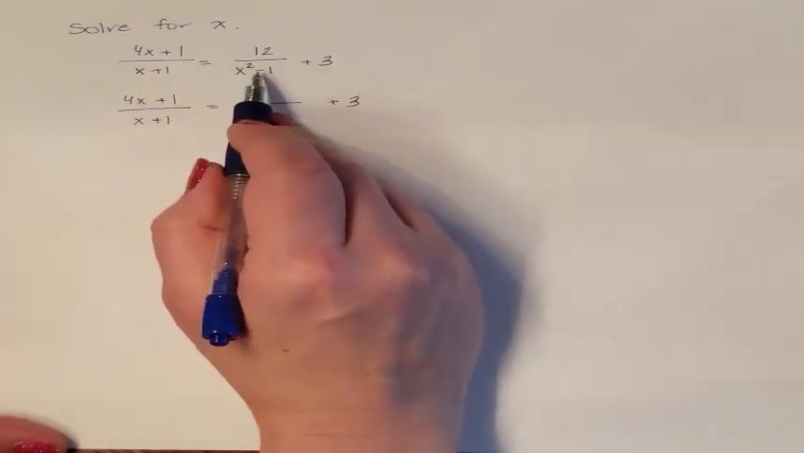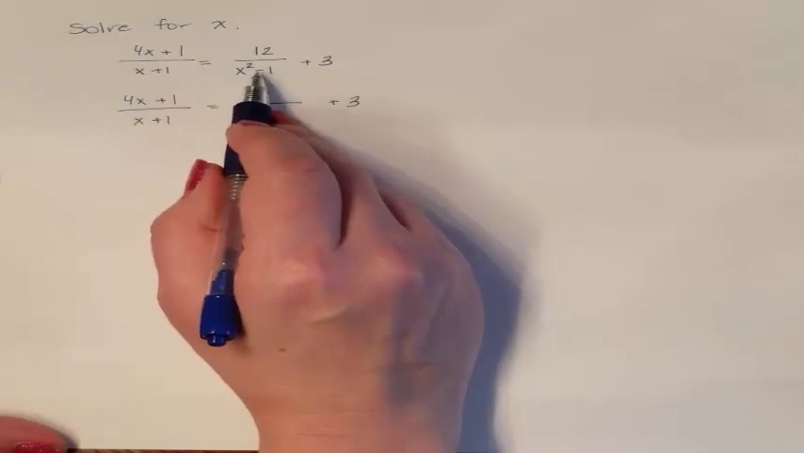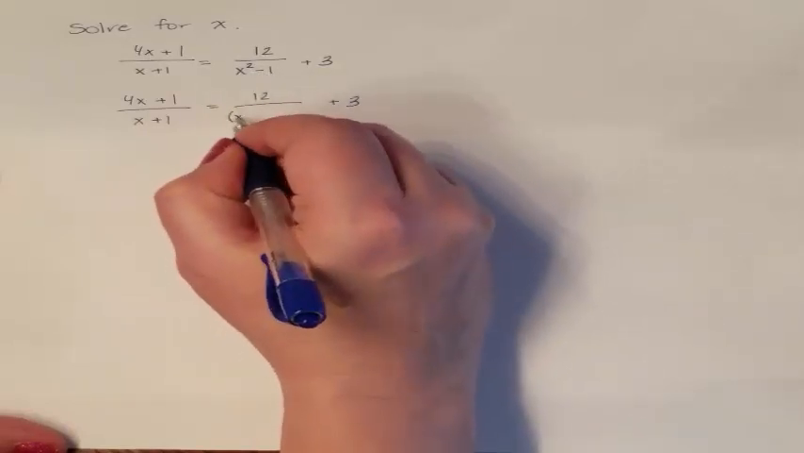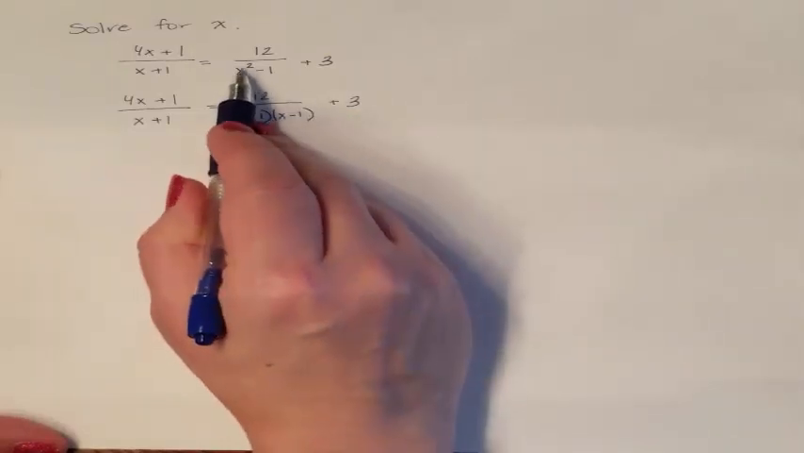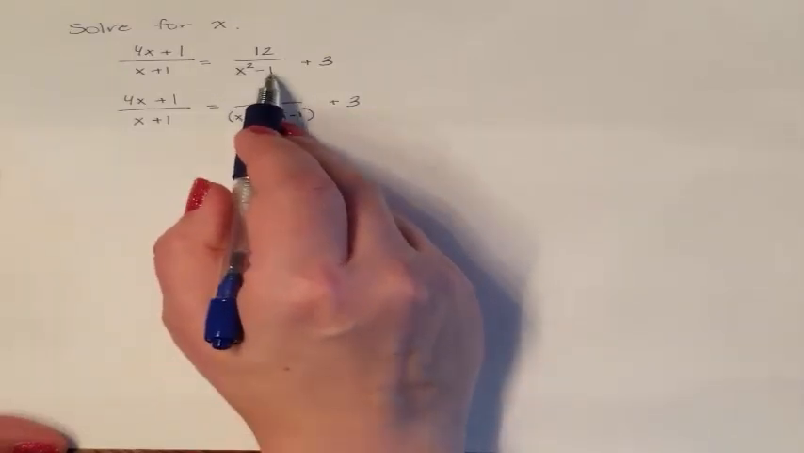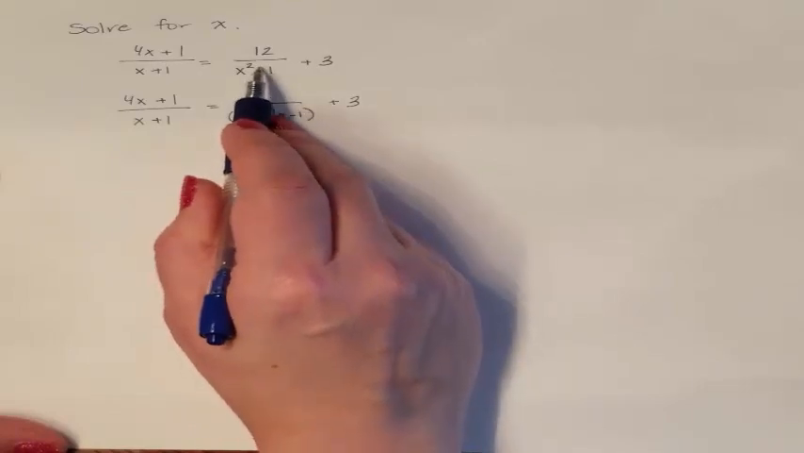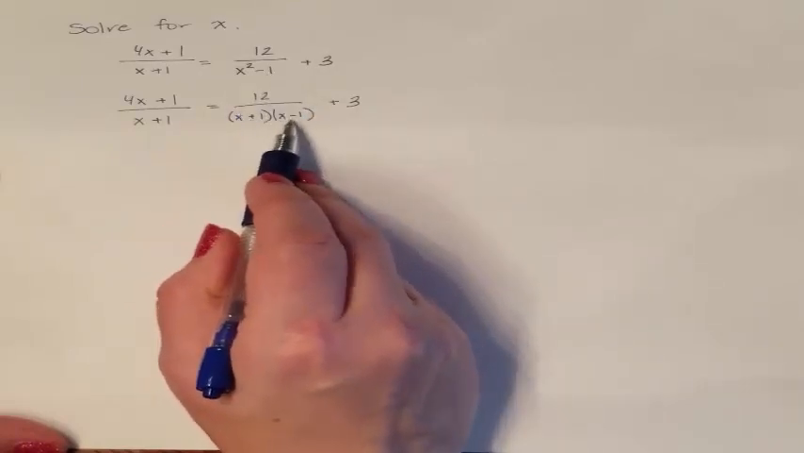And you will notice that this is a difference of squares. If it's a difference of squares, you can go ahead and factor it so that it would look like this. Because I know the square root of x squared is x, the square root of 1 is 1, and because it's a difference of squares, they are different signs.